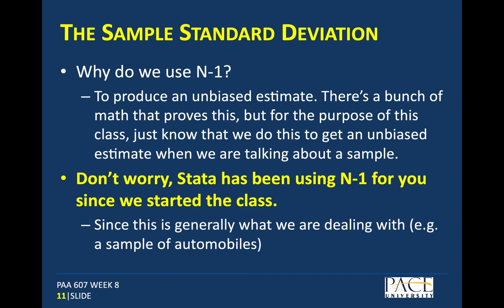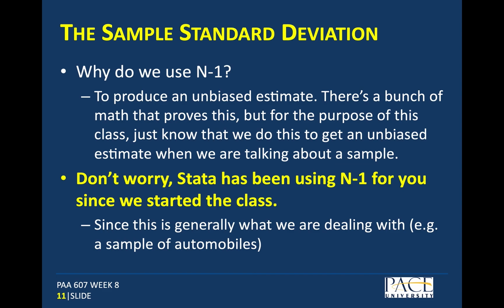Now, you may be sitting at home and thinking, why, Dr. Crosby, why do we need to make that adjustment? Well, we do it to produce an unbiased estimate. Now, there's a bunch of math that proves this, and you're more than welcome to ask me. I'm happy to explain it. But for the purpose of this class, just know that we do this to get an unbiased estimate when we're talking about a sample.